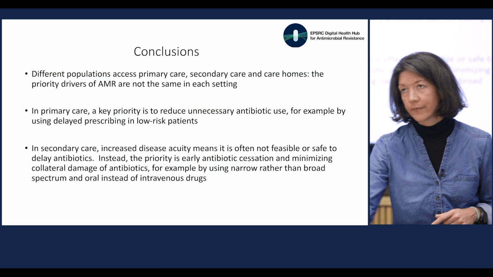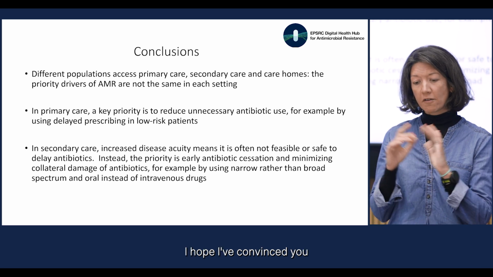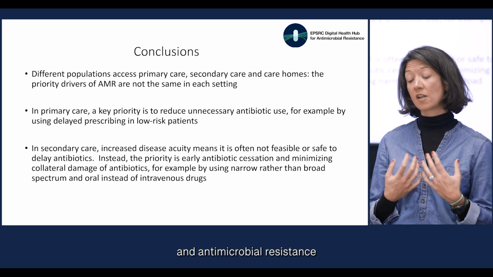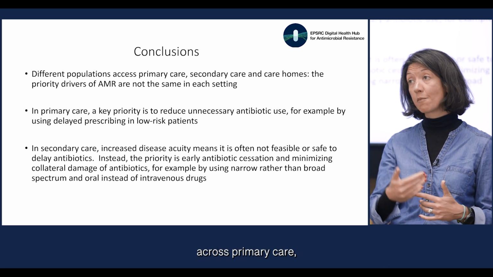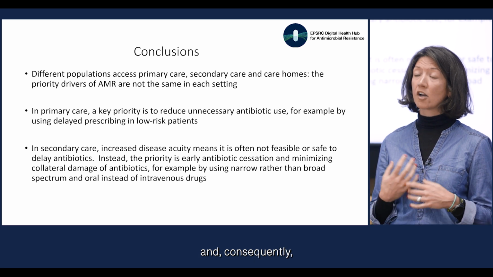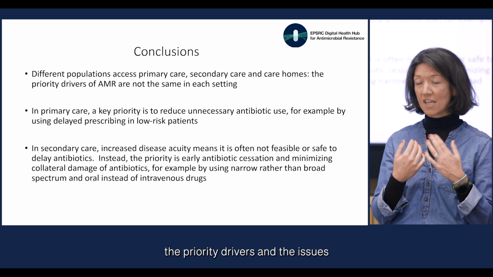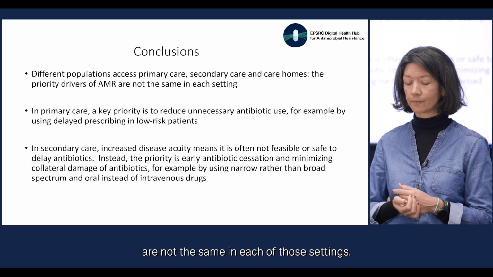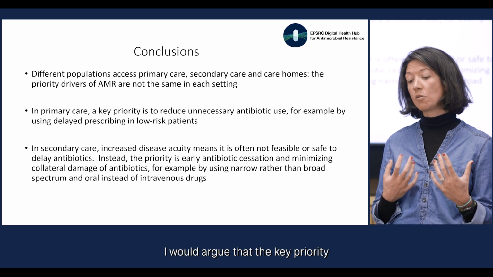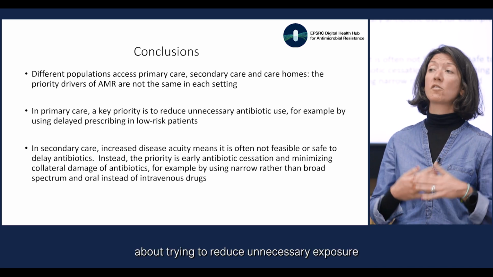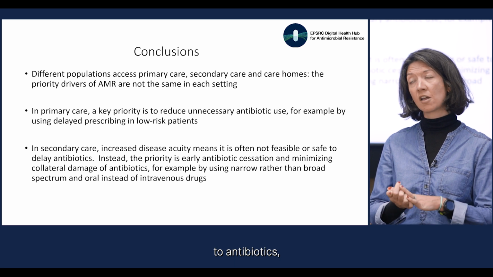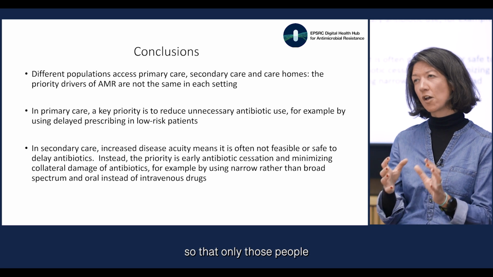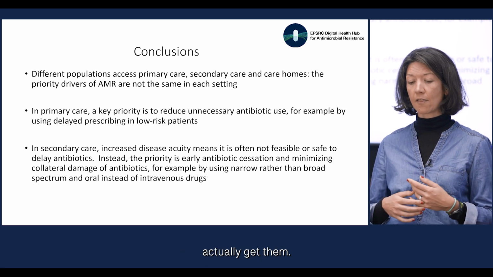So to conclude, I hope I've convinced you that we've got very different populations who are presenting with infections and antimicrobial resistance across primary care, secondary care and care homes. And consequently, the priority drivers and the issues related to antimicrobial resistance are not the same in each of those settings. In primary care, I would argue that the key priority has been about trying to reduce unnecessary exposure to antibiotics. For example, by using delayed prescribing as a strategy for low-risk patients so that only those people who really need antibiotics actually get them.